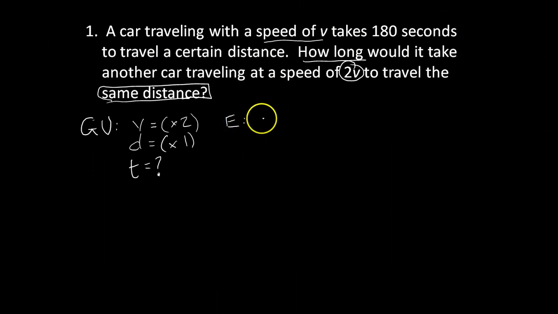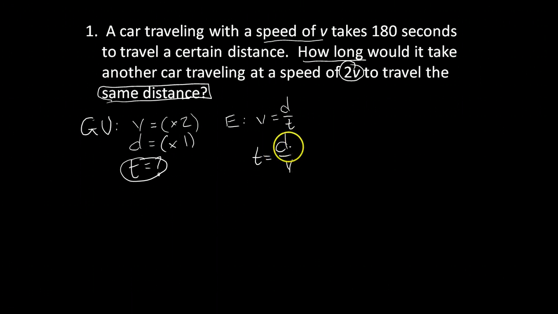All right, we've got velocity, distance, time. What's an equation that goes with that? Well, speed equals distance over time. And we need to solve this for time, so let's rearrange this. Solve it for time. Time is equal to distance over velocity.